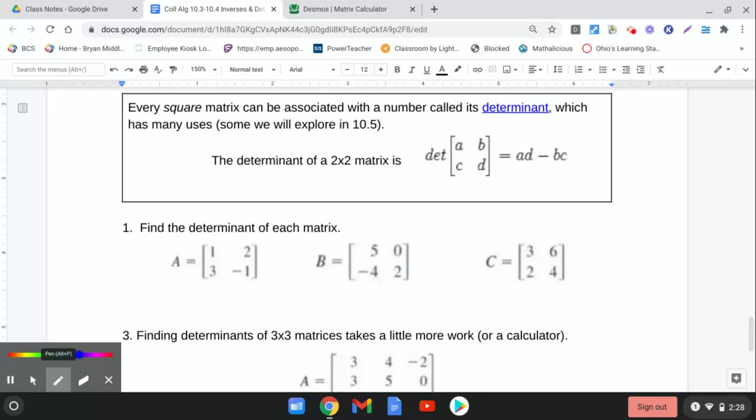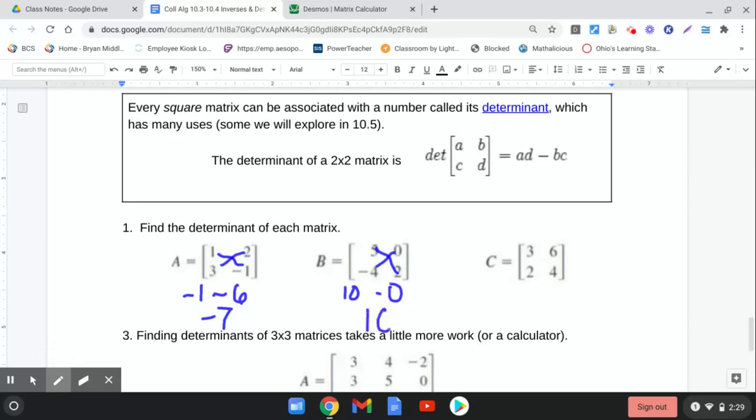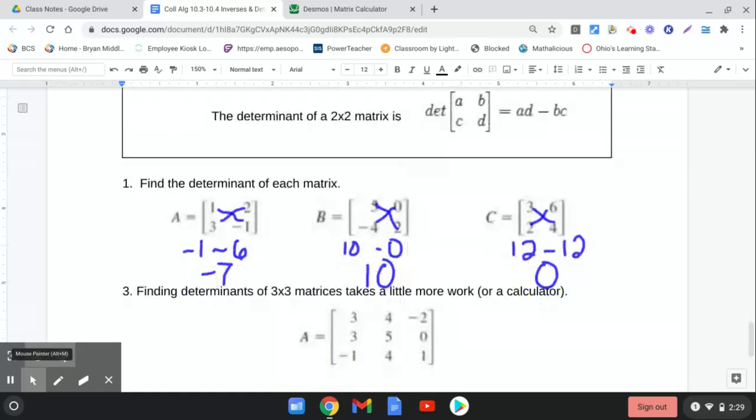So to find the determinant of matrix A, we're going to multiply 1 times -1 minus 3 times 2, and so the determinant is -7. For matrix B, we're going to multiply here. We get 10 minus, multiply there, 0, so the determinant is 10. And then for matrix C, we're going to multiply 3 times 4, which is 12, minus 12, which is 0. So those are the determinants. And like I said, we'll get some applications with those tomorrow.